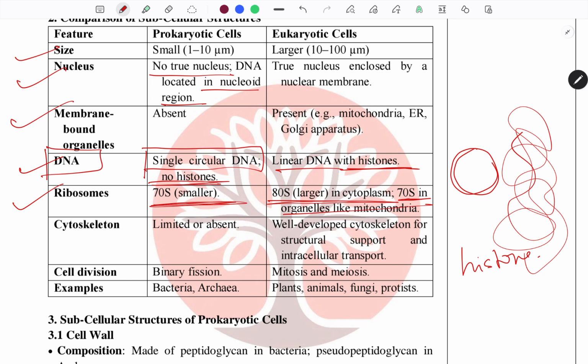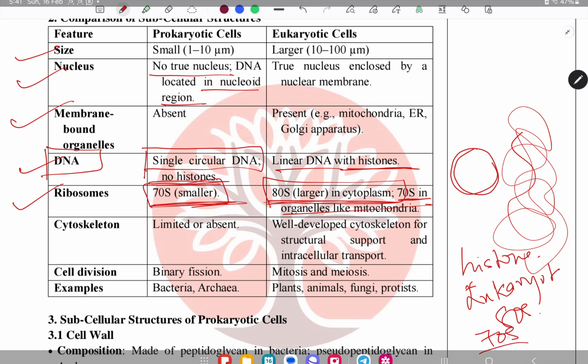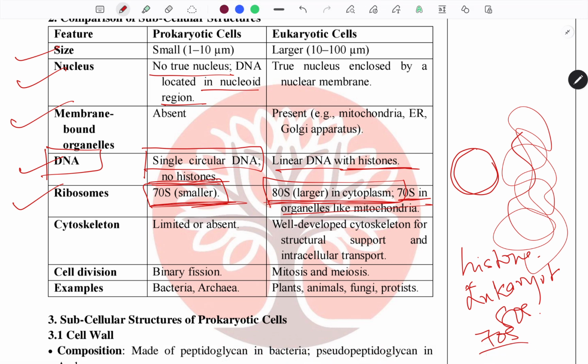Why? Because usually two types of ribosomes are present: one is the 70S type and another is the 80S type. Usually eukaryotic cells, that is advanced or developed cells, have 80S ribosomes, and primitive cells, as we discussed in the origin and evolution chapter, have 70S ribosomes. So remember this. But eukaryotic cells have both 80S and 70S.